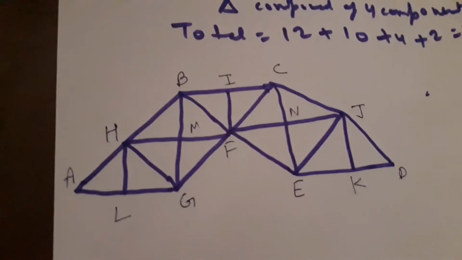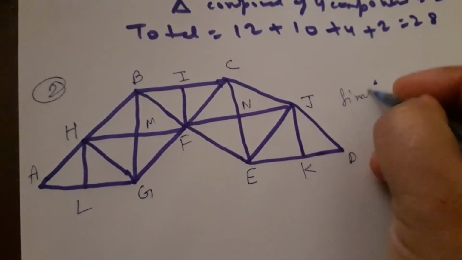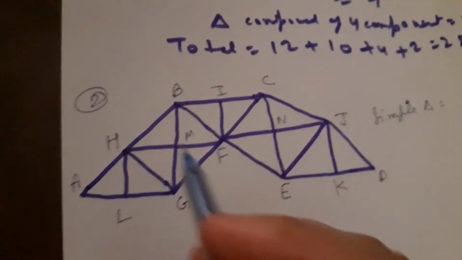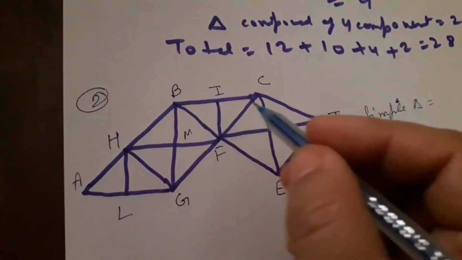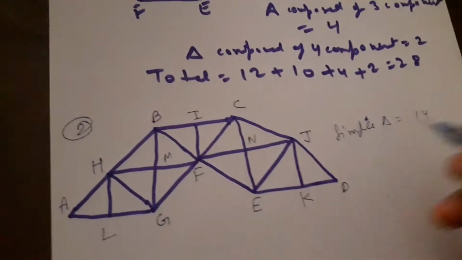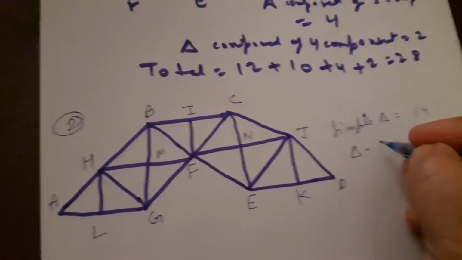Now we will count the simple triangles. First step over, we will count the simple triangles, friends. In this figure, how many simple triangles are there? 1, 2, 3, 4, 5, 6, 7, 8, 9, 10, 11, 12, 13, 14. Total 14 are there. Now triangles composed of two components.